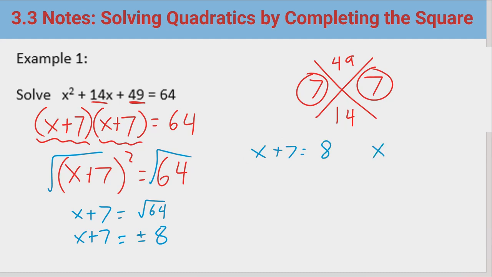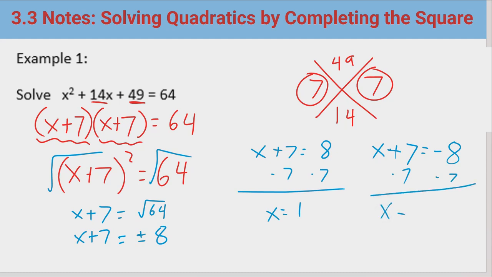Always remember when solving that when you do the square root, it can be plus or minus. So I have x plus 7 equals 8, x plus 7 equals negative 8, and I'm going to go ahead and just use basic solving to finish this out. So my two solutions are x equals 1 and x equals negative 15. Okay, so when we have these situations, always be checking for perfect squares in that C term.